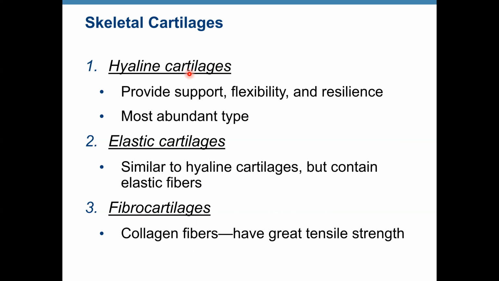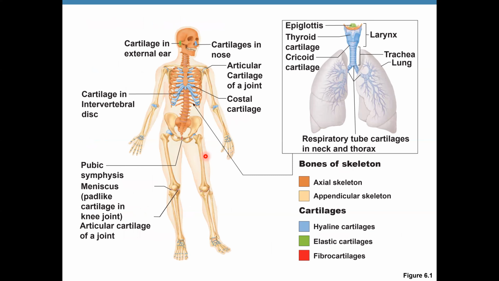So hyaline cartilage is the most abundant, fibrocartilage is the strongest, and elastic cartilage is really only found in the pinna of your ear and in the epiglottis. So it's not a very common type of cartilage.